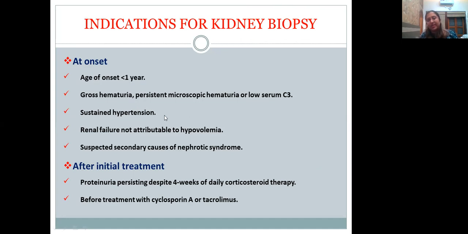After initial treatment, that is, if the child is having relapses, if there is proteinuria persisting despite 4 weeks of daily corticosteroid therapy, as we read that in case of a relapse, the daily therapy has to be given for 2 weeks. If proteinuria has not subsided, or if the child has not entered remission, then 2 more weeks of daily steroid therapy to be given. But if after 4 weeks of daily steroid therapy also proteinuria has not subsided, or the child has not entered remission phase, then we have to go for a nephrologist opinion as well as a kidney biopsy, and also before treatment with cyclosporin A or tacrolimus.